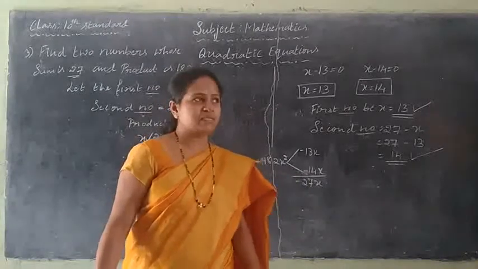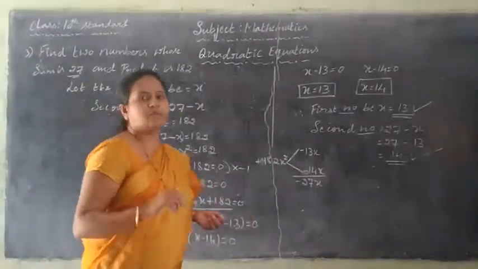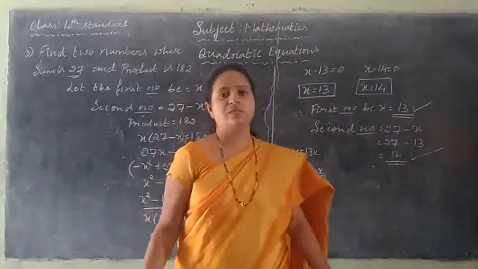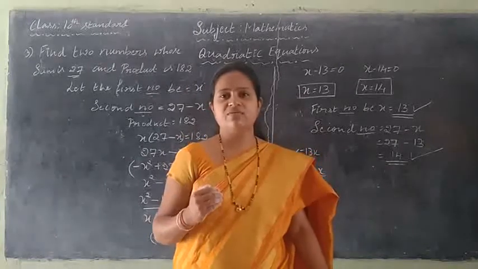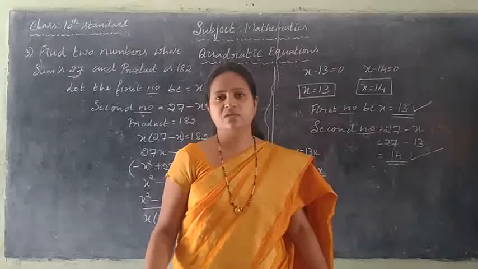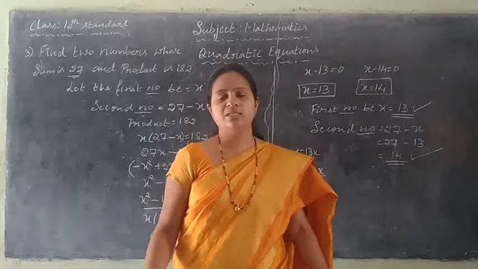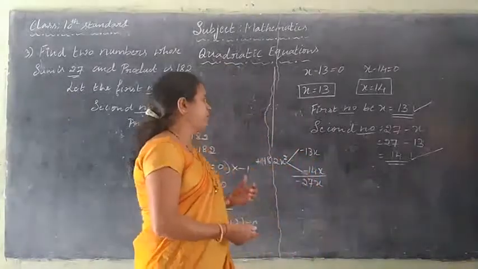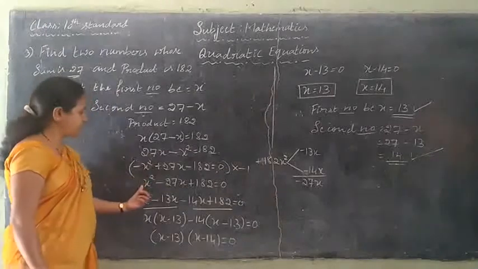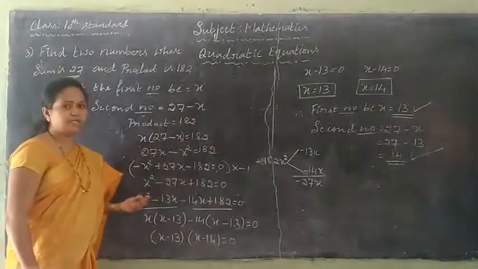Got it? See, once again I will explain to you. So there are two numbers. We don't know which are the two numbers. Right? So we will consider the first number as x and the second one is 27 minus x, children. And the product he has given is 182. Now we are going to multiply the two numbers. After multiplying, we are going to get the equation x square minus 27x plus 182.